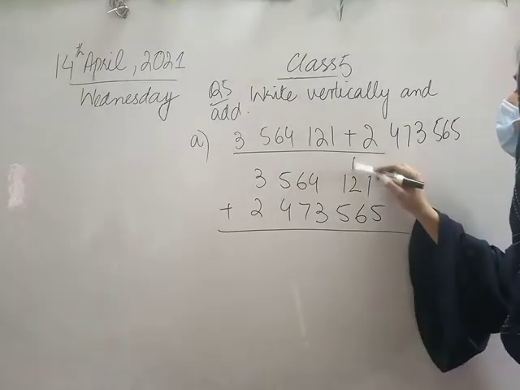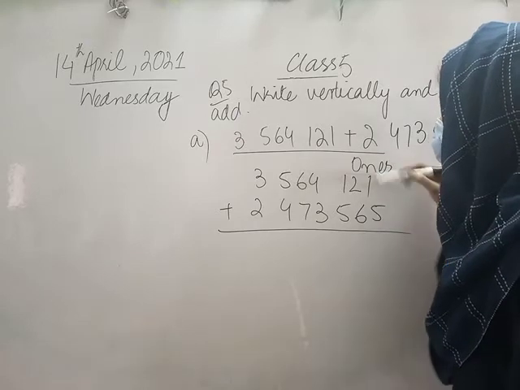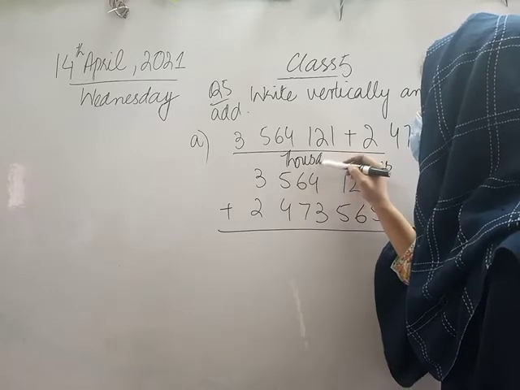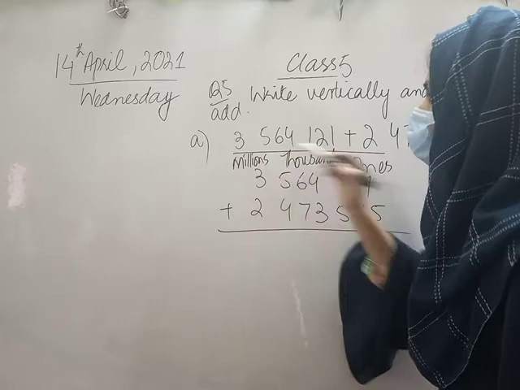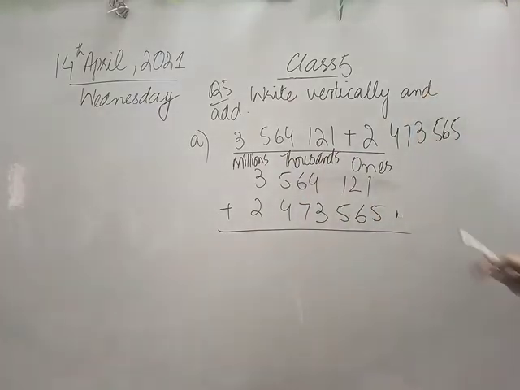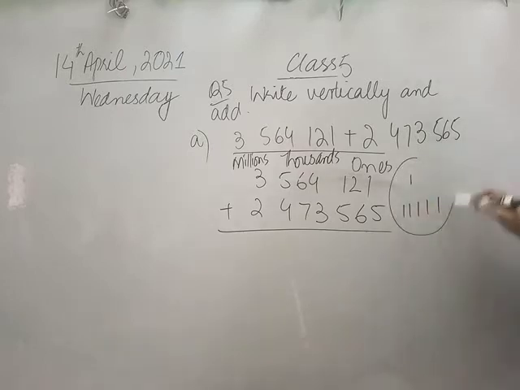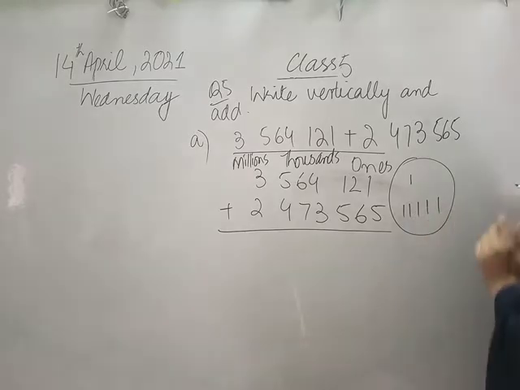Now I will give them units according to the international system. This belongs to ones, so I will write ones over there. This belongs to thousands, and this belongs to millions. Fine. Now I am going to start from this side, which is 1 plus 5. 1 for upper and 5 for lower. 1, 2, 3, 4, 5. So in total I have 6.